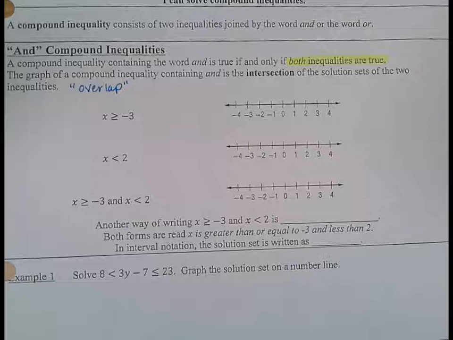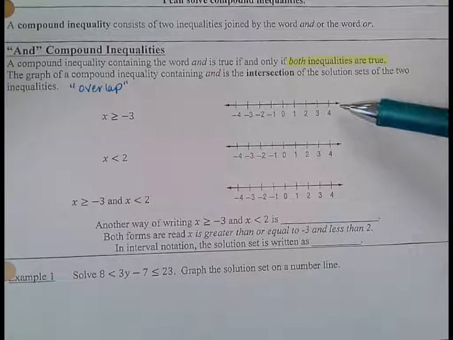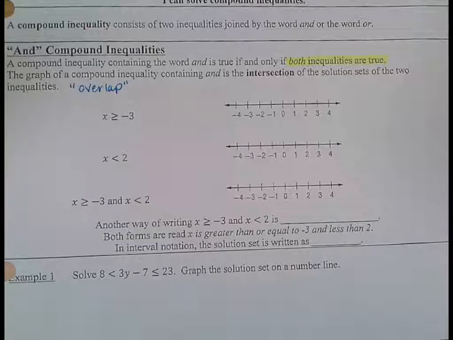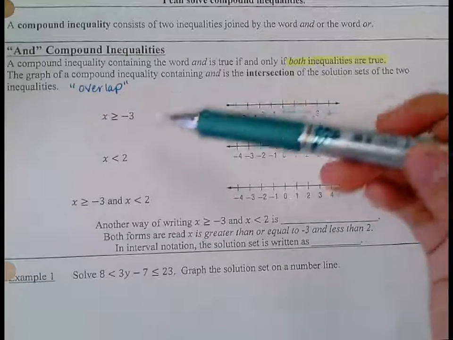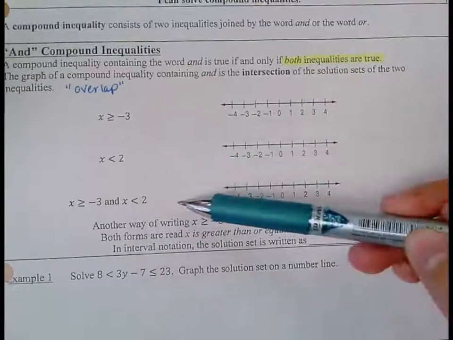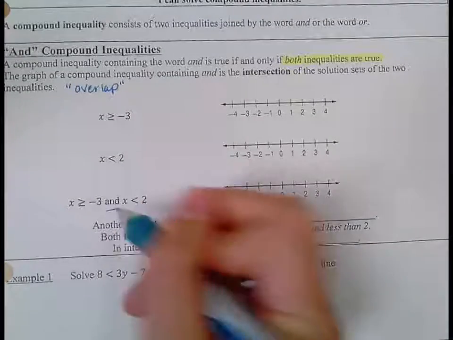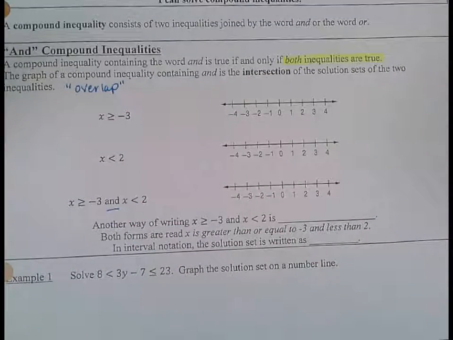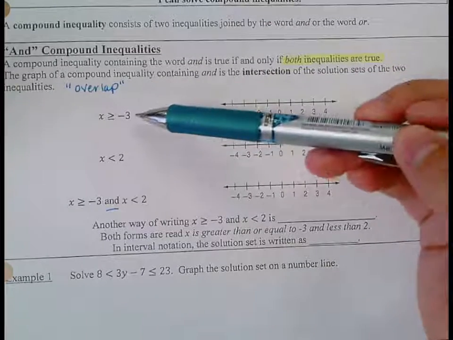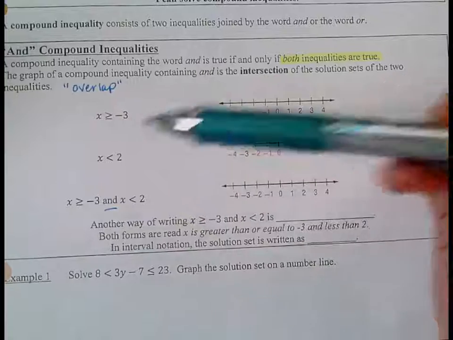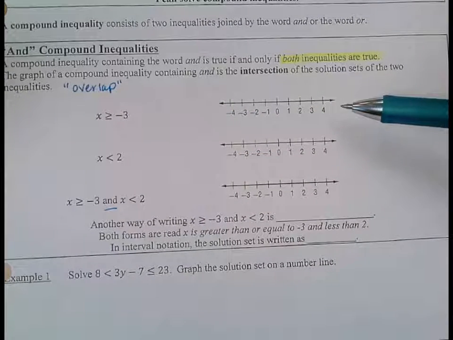So what I have on here, just to give you the idea of how a compound inequality graph looks when it's joined by and, I have two inequalities. We'll look at their graphs separately. And then if they were part of a compound inequality joined by and, how that graph would look different. So just as a review, we reviewed this on Friday, but how would you graph the inequality x is greater than or equal to -3 on a number line? What would that look like? John?